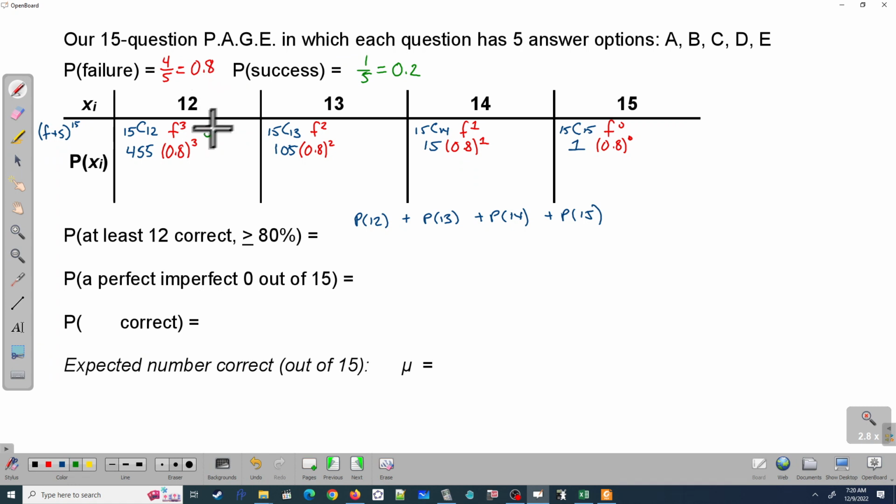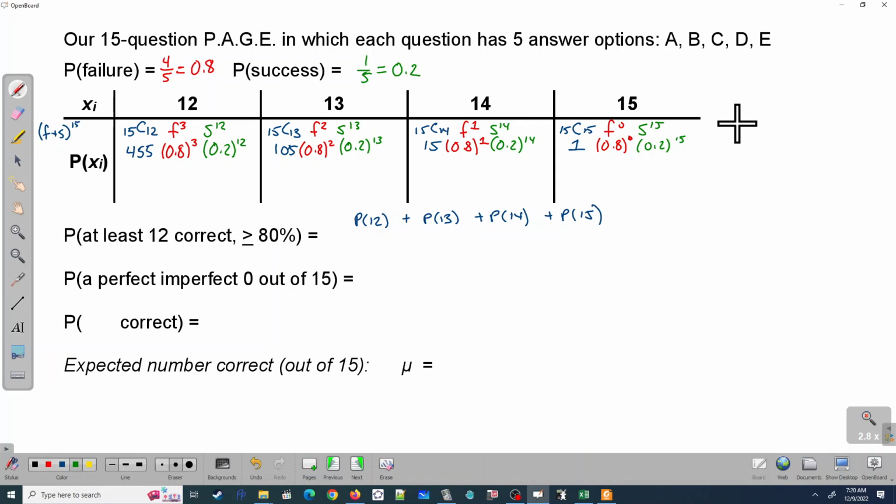Here, when I know that I had 12 questions correct, I'm going to take 0.2 and raise it to the 12th power. I'm going to take 13 and take 0.2, raise it to the 13th power. With 14 correct, 0.2 will be raised to the 14th power. And finally, with all the questions correct, 0.2 would have to happen 15 times in a row, so we'll multiply 0.2 by itself 15 times.